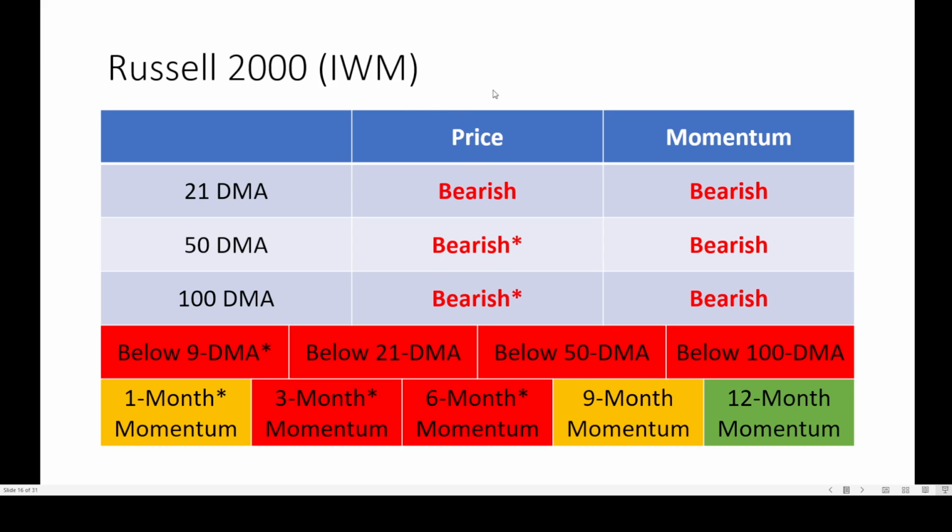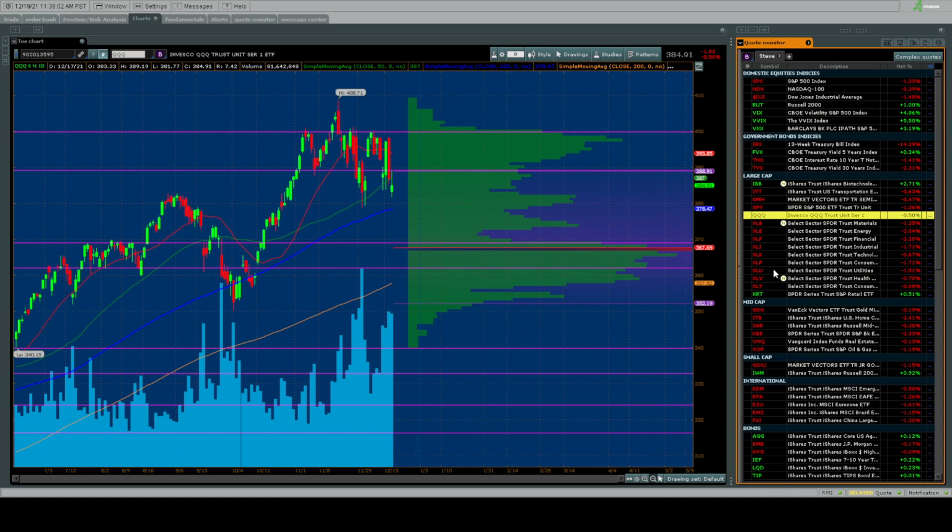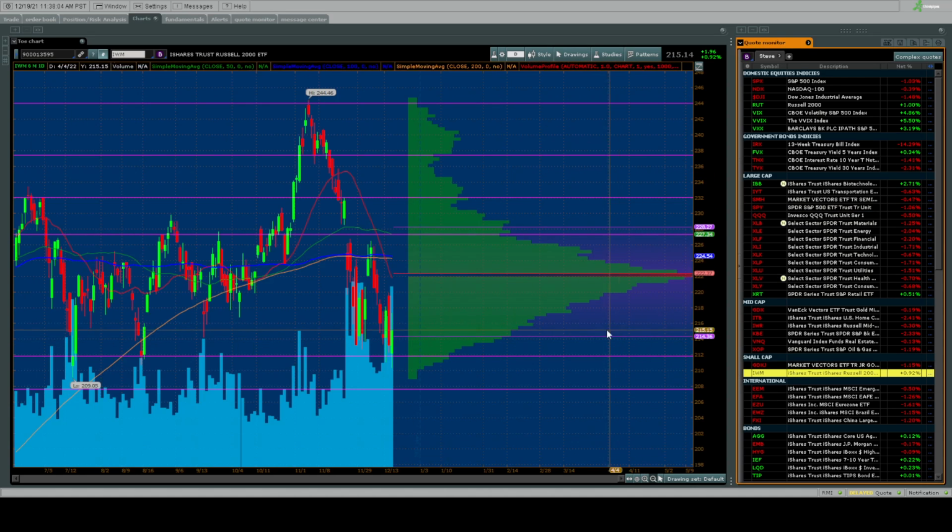And let's take a look at this. Price and momentum now bearish across the board, with momentum leading price below all the key moving averages. 1 month momentum is now negative and rising, but 3 and 6 months, these are more important, are negative and falling as it breaks trend. Let's go to the charts and see how ugly IWM is, because it's terrible.